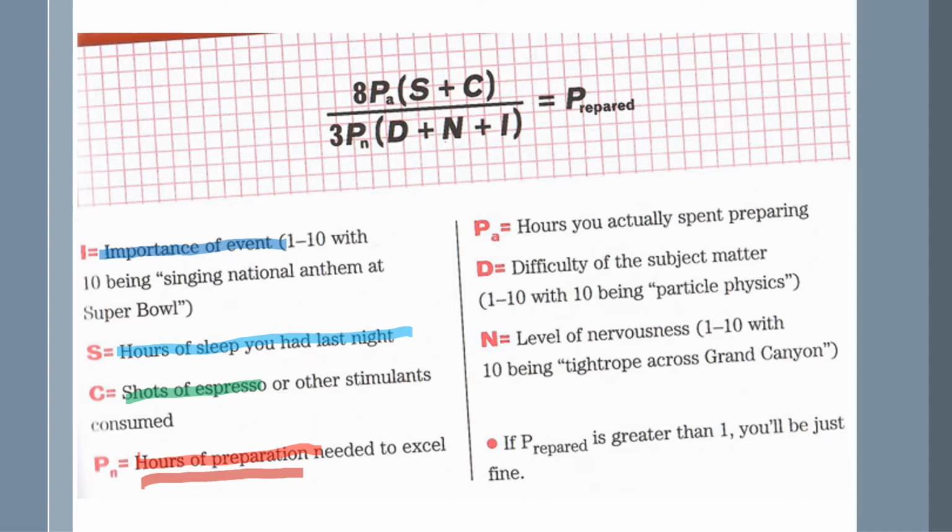Okay? This other variable, P of A, is how many hours I actually studied. Like if I study just 1 hour out of the 10, 1 out of 10 is 10%. So I have a low chance of passing my test.